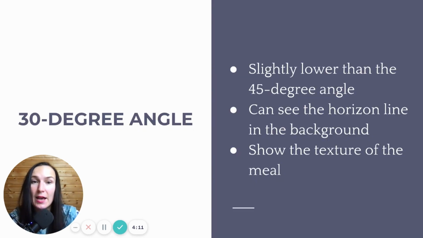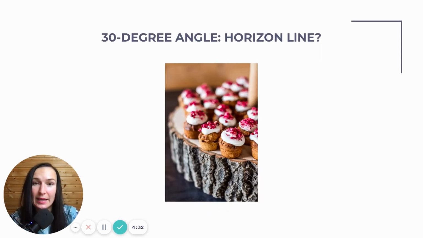The next super popular angle in food photography is the 30-degree angle. This one is slightly lower than the 45-degree, a little bit lower. Here you can see the horizon line in the background, and you can easily show the texture of the meal. Here is another example. You can see the horizon line back here, and it's more like a 30-degree angle.